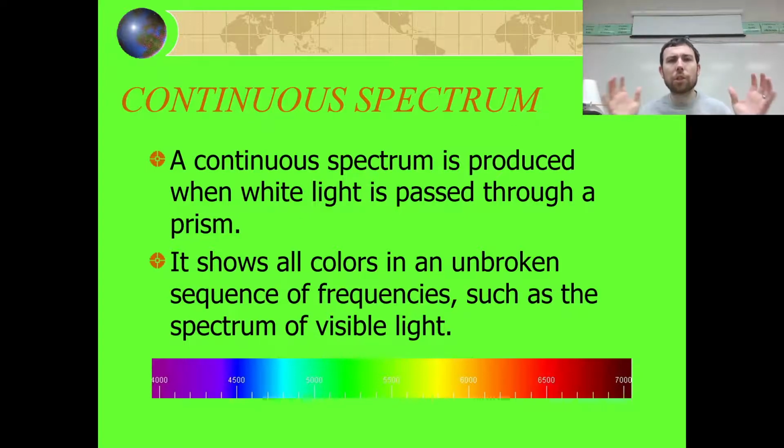Now, the reason why we're starting with continuous spectrum is because what we're going to see is that different atoms, when you look at their spectra, if you will, they don't have a continuous spectra. They only give off light in a very specific frequency. And so then that's when we get into this idea of line spectra.